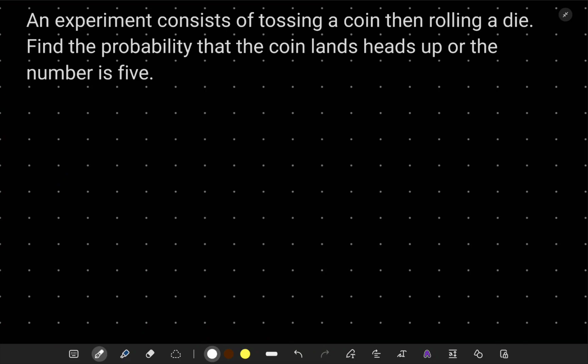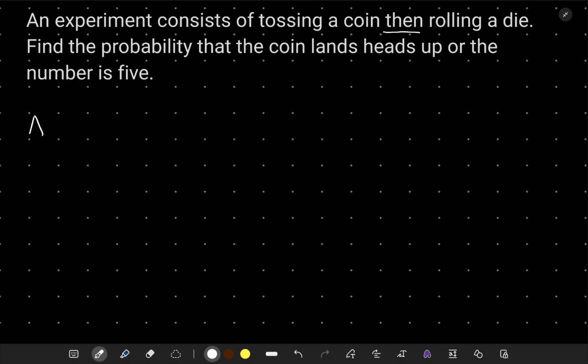This is another or, right? Experiment consists of tossing a coin, then rolling a die. Notice how it says then, so we're doing the first event as tossing a coin, then we roll the die. Find the probability the coin lands heads up, or the number is 5.